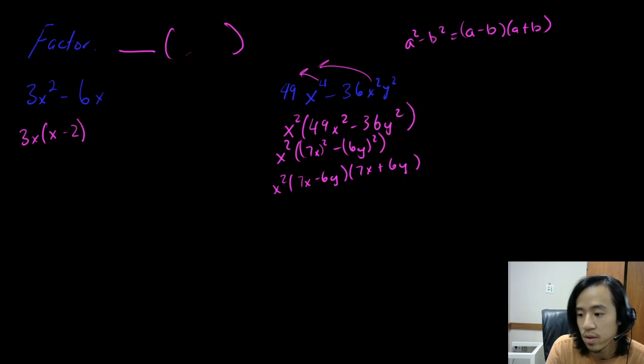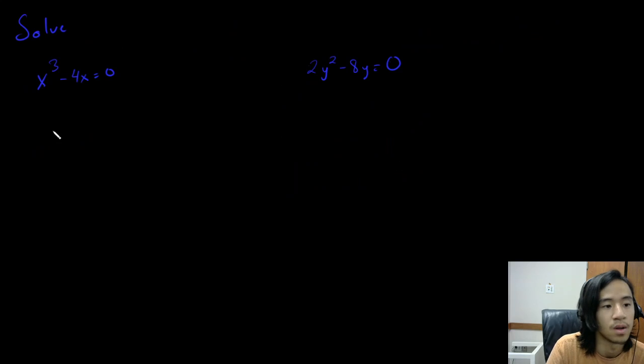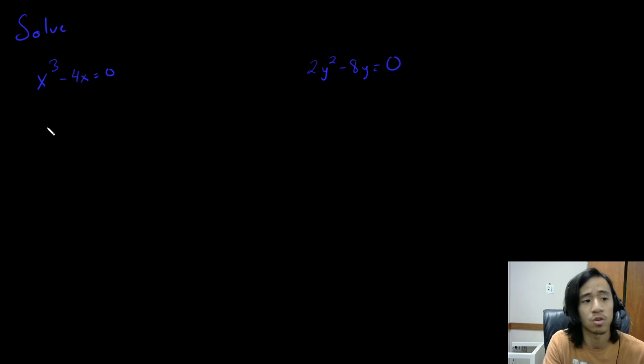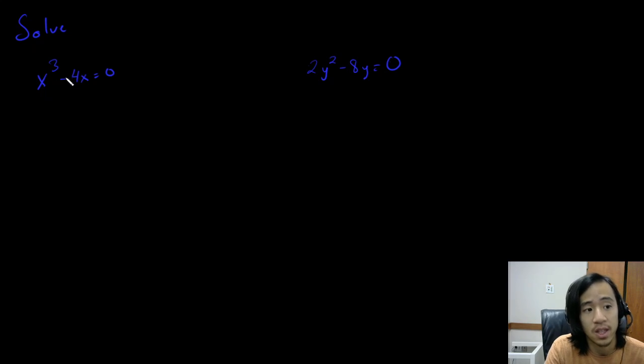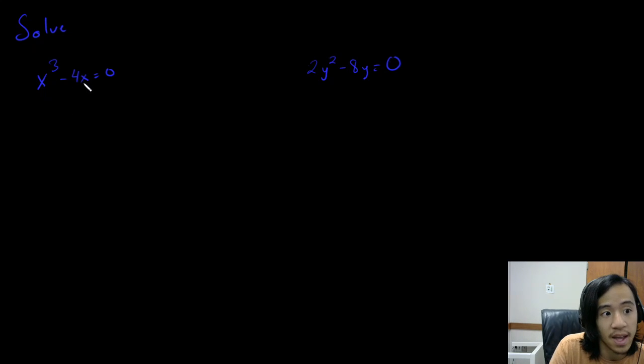So let's go ahead and do some solving examples. All right, so here are some solving examples. Let's just go ahead and do the first one. Whenever you're solving or factoring, you're always going to look for greatest common factor first. It's always the first thing you're going to do. So if you take a look at this one, we see that we have an x in common.